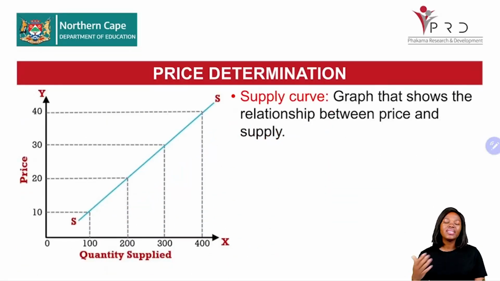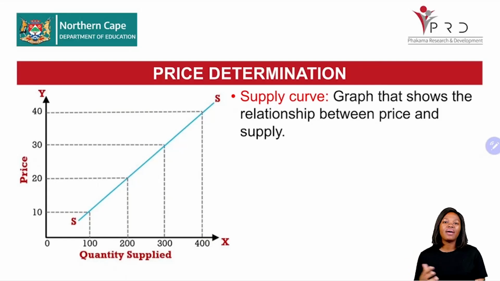Now, also, let's start looking at the supply curve, right? The supply curve is controlled by the supply law that says when the price is high, the supply will be high. When the price is low, the supply will also be low. Now, the supply curve is a graph.